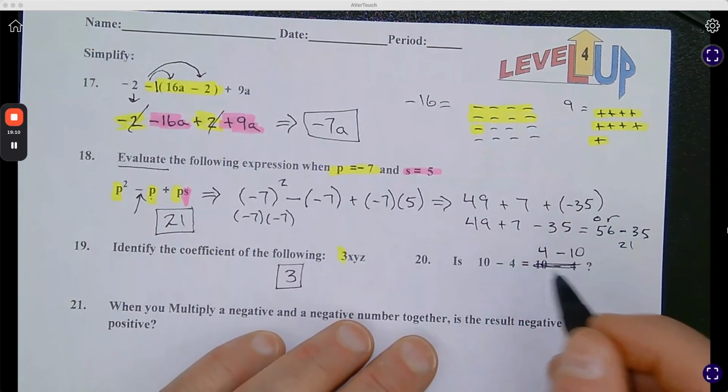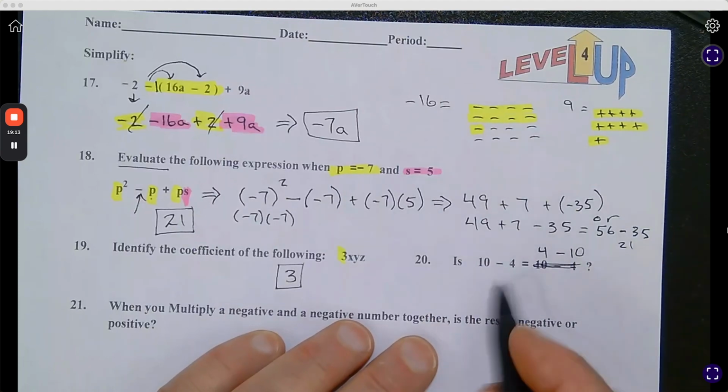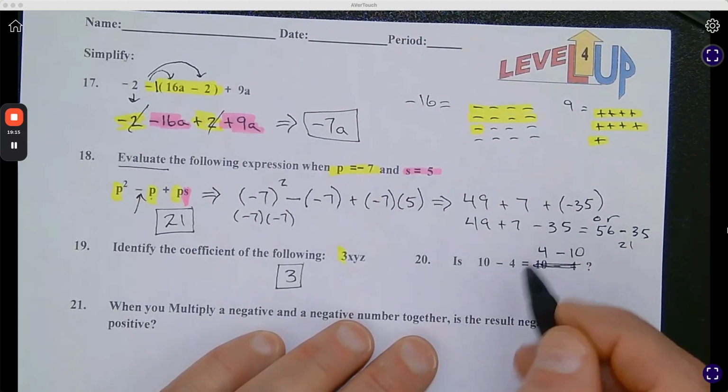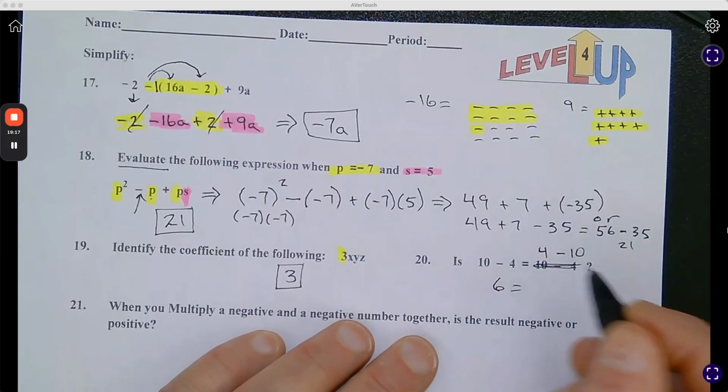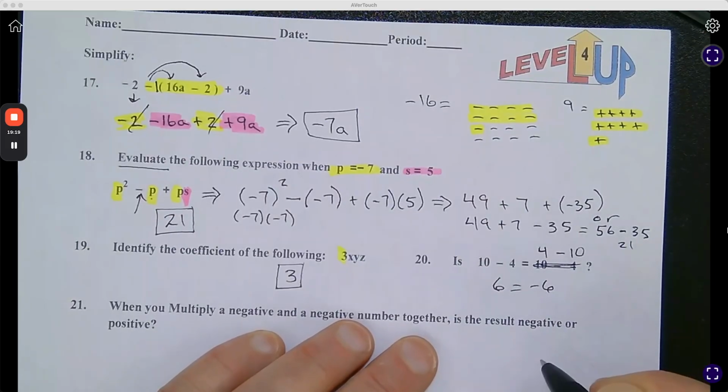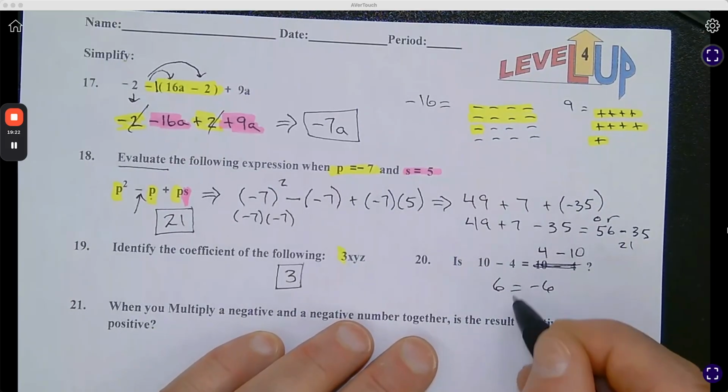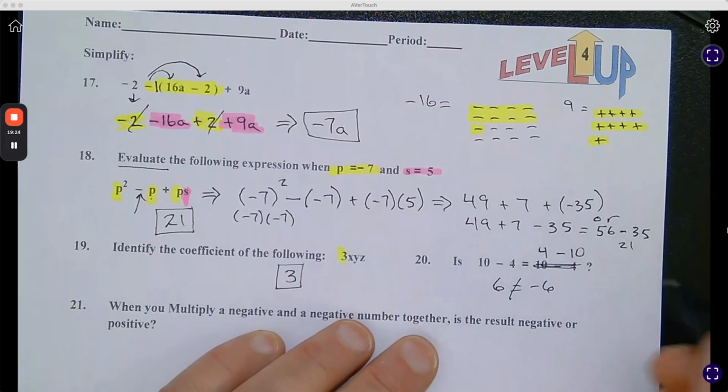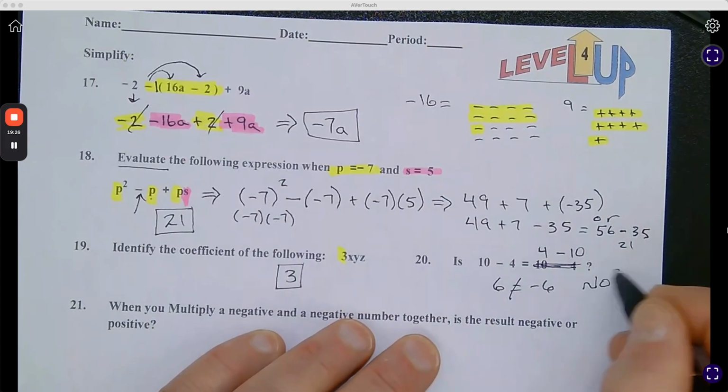This is the commutative property, right? It's where you switch them, but you keep the operation the same. 10 minus 4 is 6. 4 minus 10 is -6. Are those the same? No. So is subtraction commutative? No, it is not.